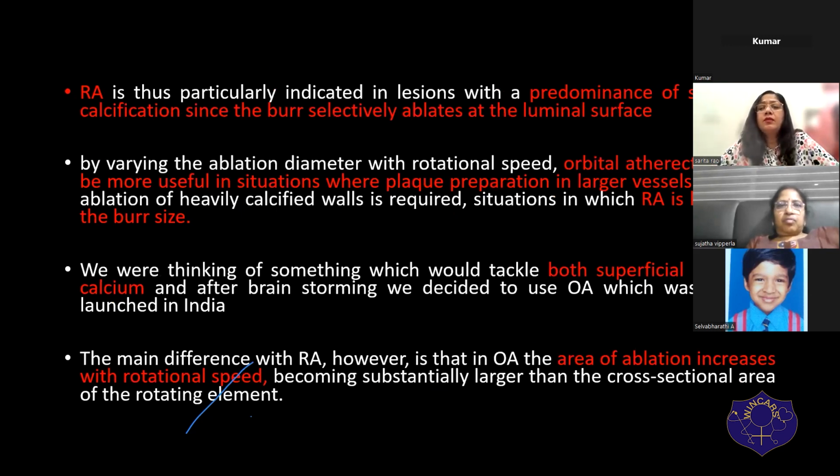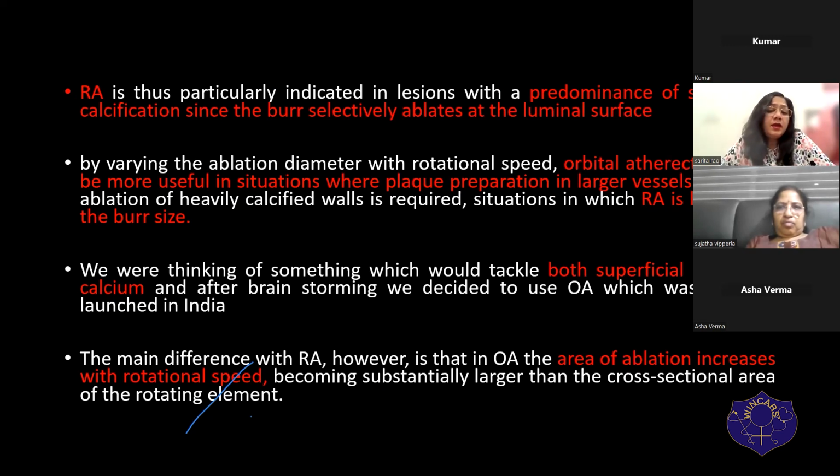Some things which we thought: rotational is particularly indicated in predominance of superficial calcification since the burr selectively ablates at the luminal surface. By varying the ablation diameter with the rotational speed, orbital atherectomy can be more useful in situations where plaque preparation in larger vessels is required, or where ablation of heavily calcified walls is required, situations in which rotational is limited by the burr size. Now, we were thinking of something to tackle superficial and deep calcium. And also in orbital, the area of ablation increases when you increase the rotational speed. So when you go from 80 to 120, you get a much bigger MSA.